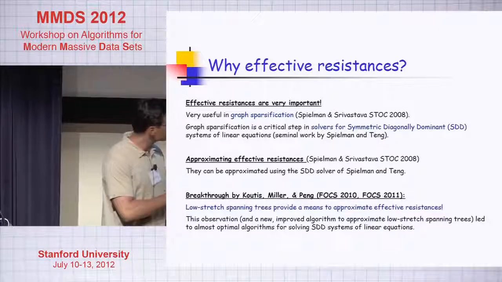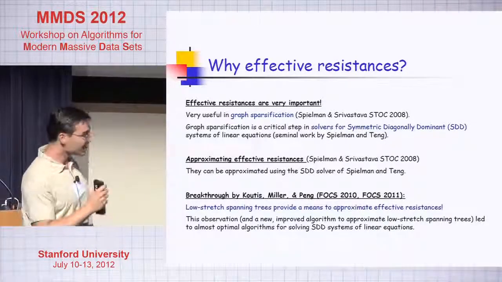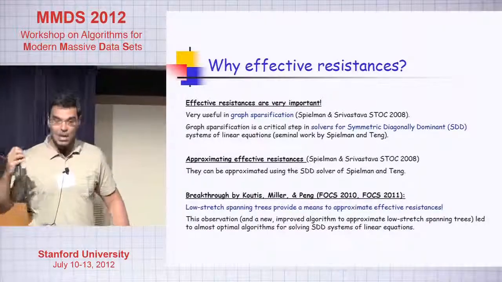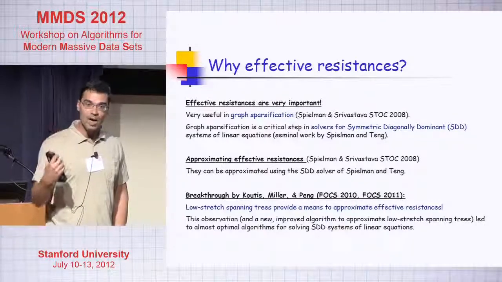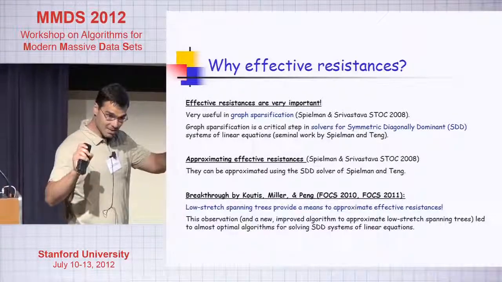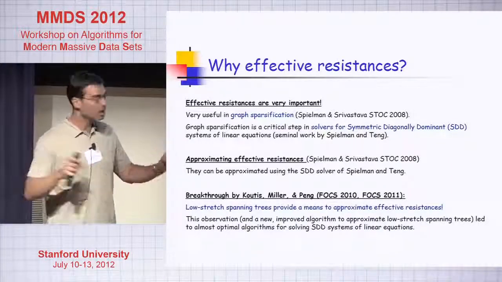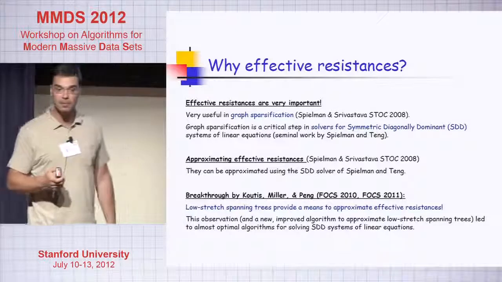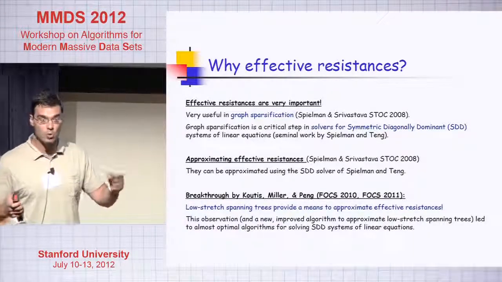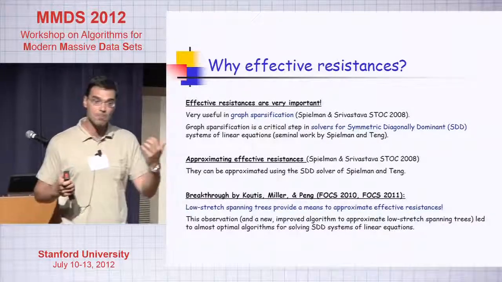The answer is that Dan Spielman and Nikhil Srivastava in STOC 2008 argued that if you take a graph and you sparsify it by keeping only a few edges with probabilities proportional to the effective resistances, you get a sparser graph whose spectral properties are very similar to the original graph. Why is this nice? Because if you are solving a system of linear equations with a Laplacian matrix as input, you can use this sparsified graph as a preconditioner.